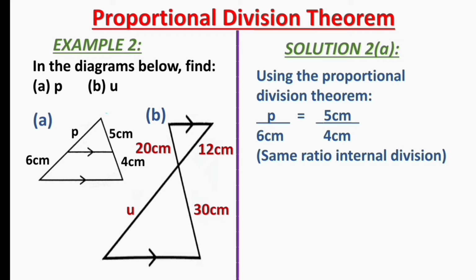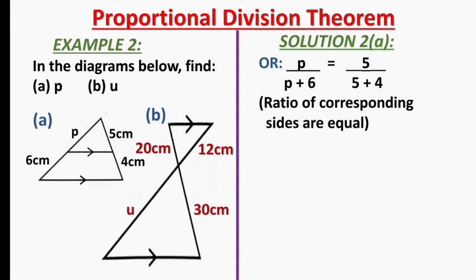Let's see if you got that right. Solving this equation by making P the subject of the equation, we are going to have P is equal to 7.5 centimeters, coming from 6 centimeters times 5 centimeters divided by 4 centimeters. I hope you got that right. Now, apart from using this method to solve for P, let's see another method we can use to solve for P.